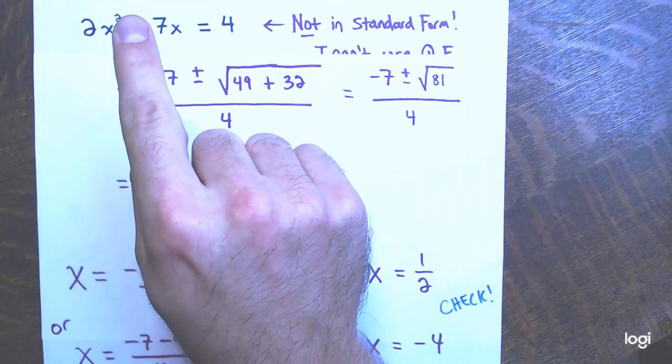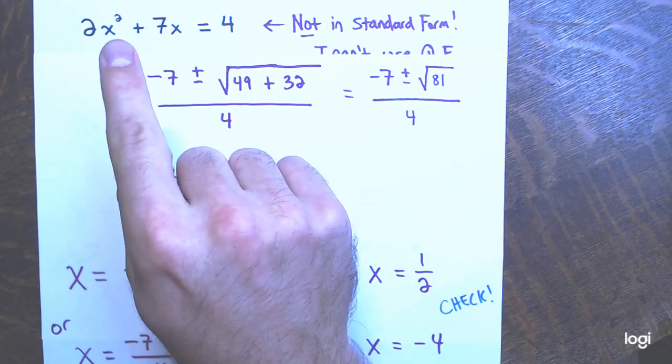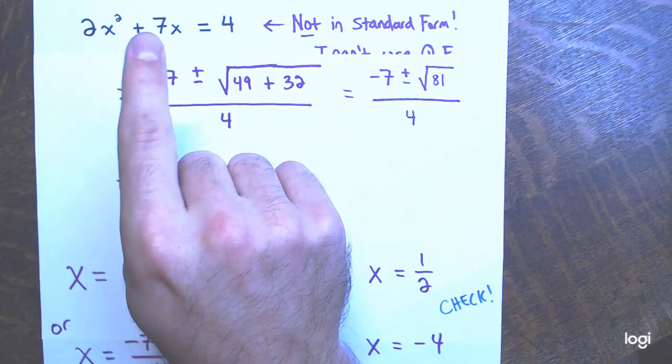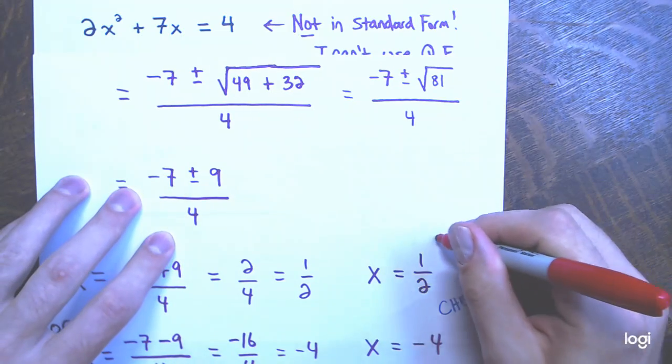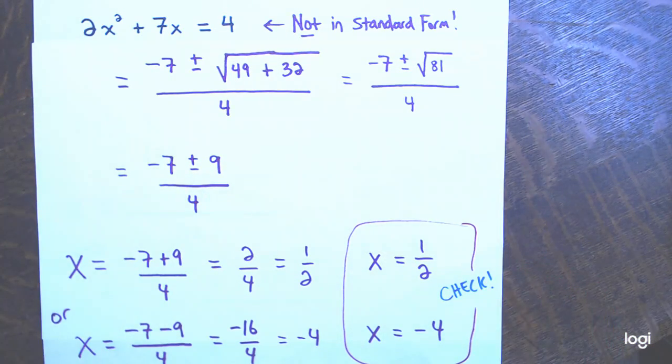That's -4 squared is positive 16. 2 times 16 is 32. 7 times -4 is -28, and 32 plus -28, or 32 minus 28, is indeed 4. So both of those work. I'm going to put them both in a little box here, circle them. They're valid solutions to my original equation. They make it true. Great.